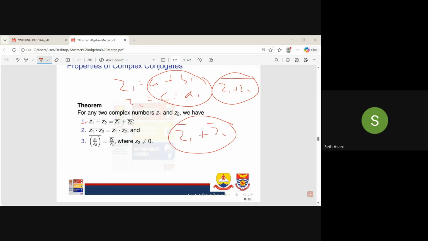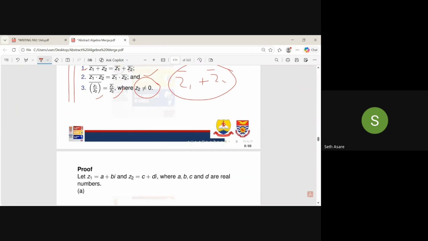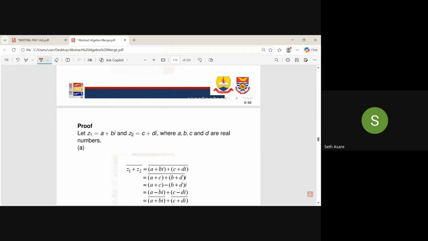If it is product, you are multiplying, it should also be the same. And if we are dividing them, it should also be the same, provided the denominator is not equal to 0. So this is the theory. For any two complex numbers, Z1 and Z2, we have these three as being true. Remember, one day we'll ask you to just show. So we are going to try one.